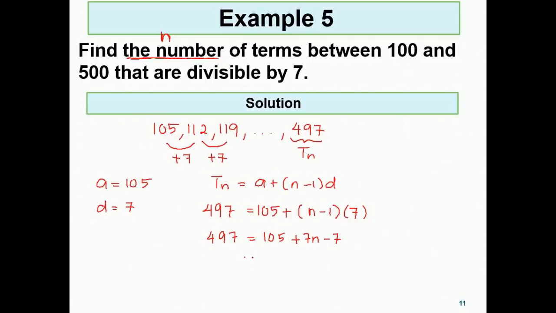So we have 7n is equal to 497 minus 105 plus 7. This is equal to 399, therefore n is equal to 57. So the number of terms between 100 and 500 that are divisible by 7 is 57.